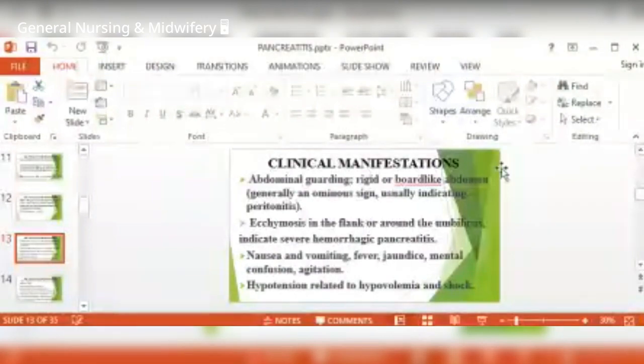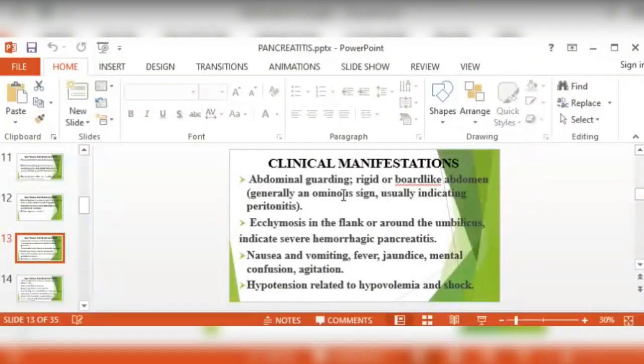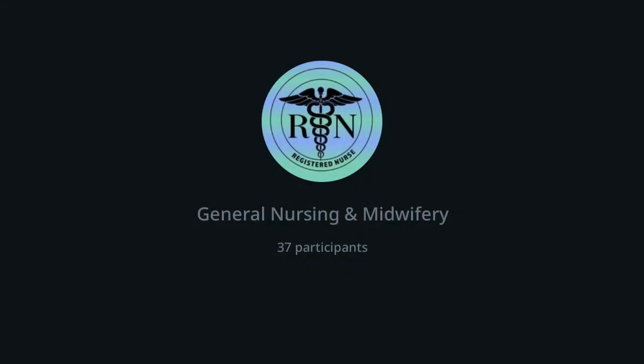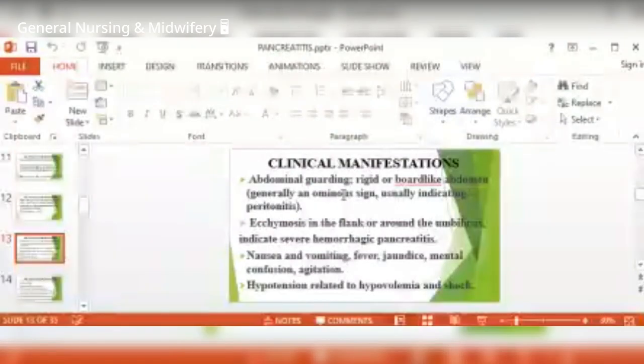Okay, so we were still on the clinical manifestation. So yes, there will be nausea, there will be vomiting, there will be fever, especially if the pancreatitis or the inflammation is caused by virus or bacteria. Then there will be jaundice. Any condition which is affecting the pancreas, the liver, the gallbladder, there will be jaundice. Then there will be what we call mixed edema. That's mental confusion. It's also known as mixed edema.